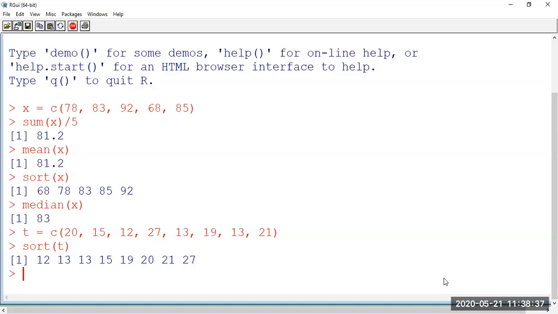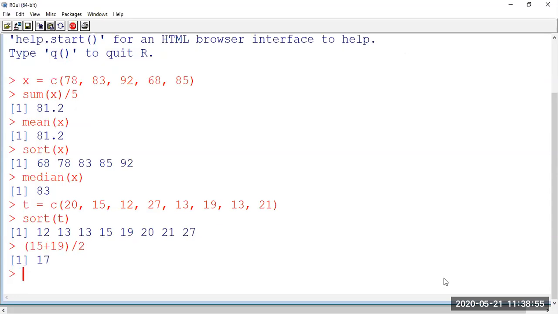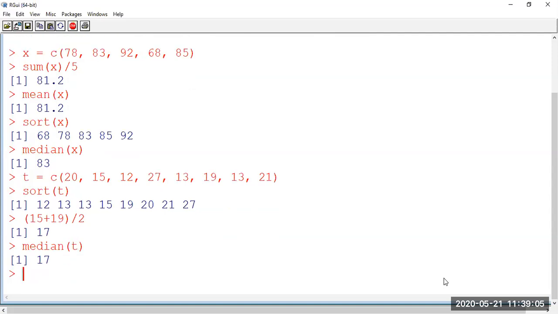Now we look for the two values that are in the middle. You can see that 15 and 19 are at the middle of the list. So we add those two values, 15 plus 19, and divide the result by 2. So we get that the median is 17. And we can also use median of t, and you also get 17.